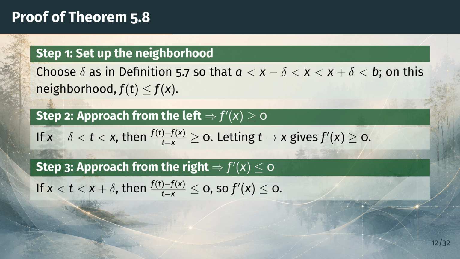We now have two inequalities pointing in opposite directions, and the conclusion is immediate. Combining steps 2 and 3, the derivative at x is at least 0 and at most 0, hence exactly 0. That completes the proof of theorem 5.8. This little result is the engine behind everything that follows. It lets us convert the existence of an interior extremum into an equation about the derivative. With it, we can now attack the mean value theorems themselves.